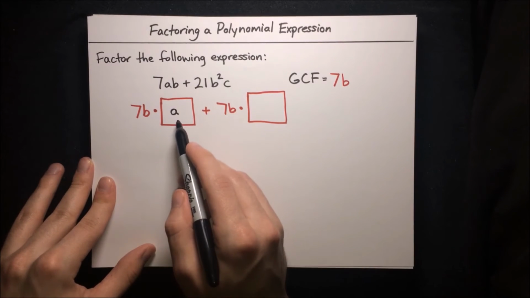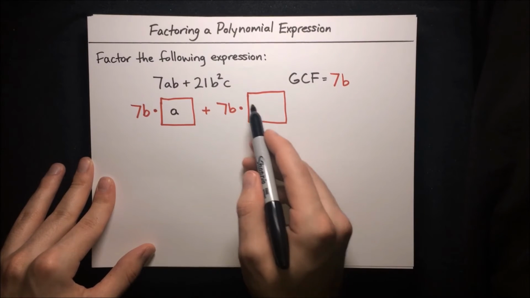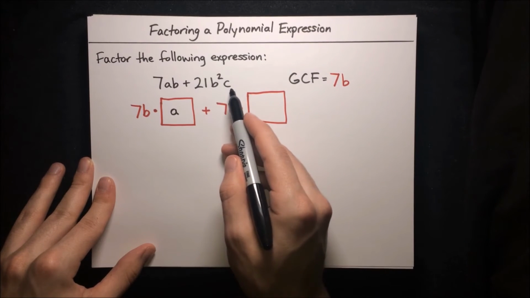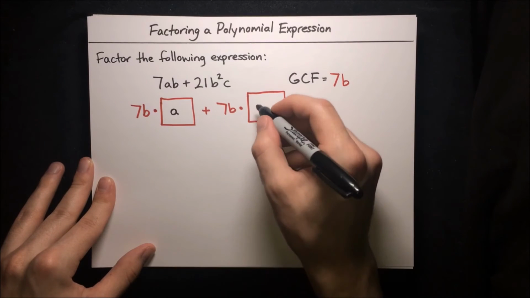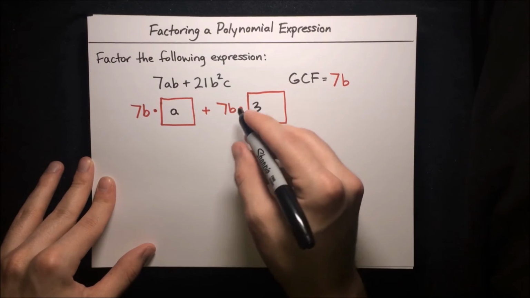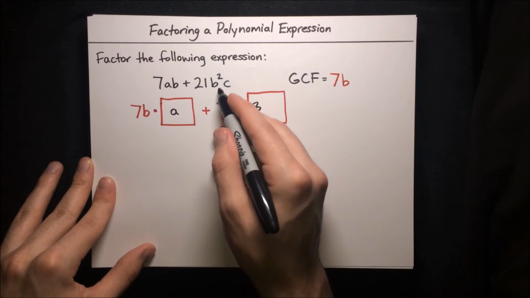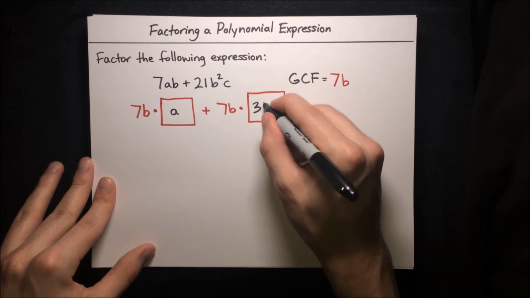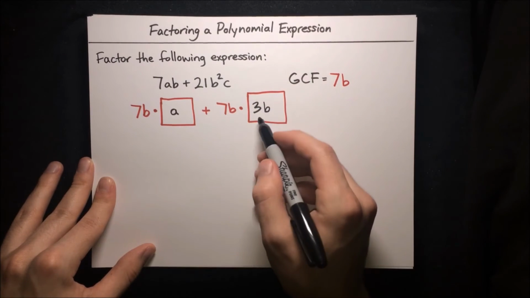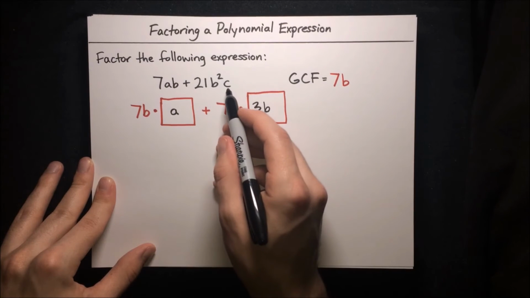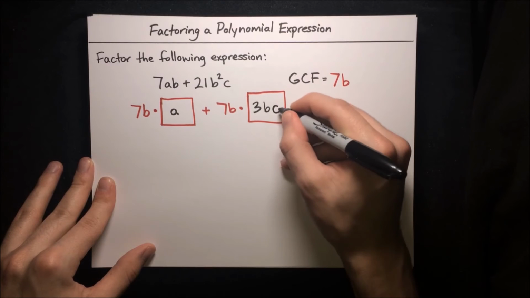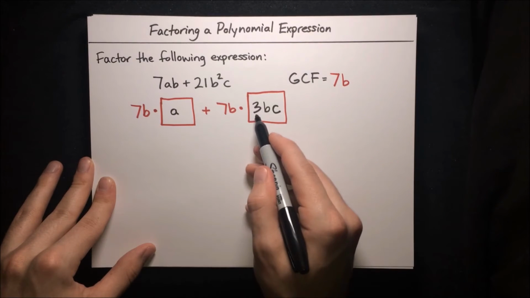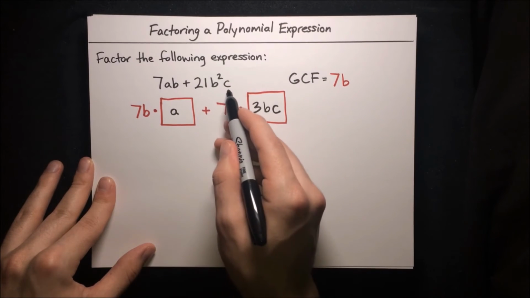Yeah, that's right. Okay, now 7b times what makes 21b squared c? First of all, 7 times what makes 21? Well, that's just 3. And then b times what makes b squared? Well, we just need another b. B times b makes b squared. And then we also need a c. That appears in 21bc, but not in 7b, so put a c at the end. So 7b times 3bc makes 21b squared c.